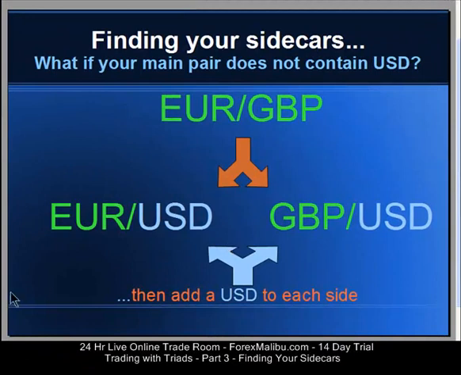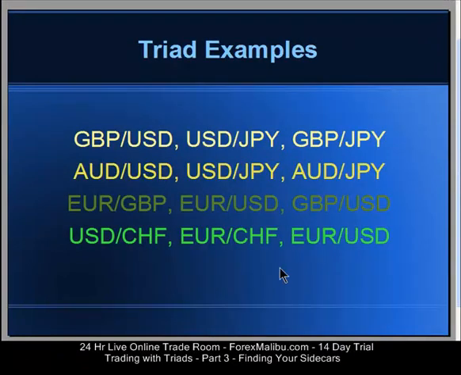Okay, so here are some examples of triads. We've talked about these. We've got euro dollar, dollar yen, and euro yen. Then there's pound dollar, dollar yen, pound yen. Aussie dollar, dollar yen, Aussie yen. You get the pattern here. Dollar yen is a pivot for a lot of triads. Obviously, because we like the dollar and we like the yen, it's going to be a pivotal currency pair, and it is in a lot of them.